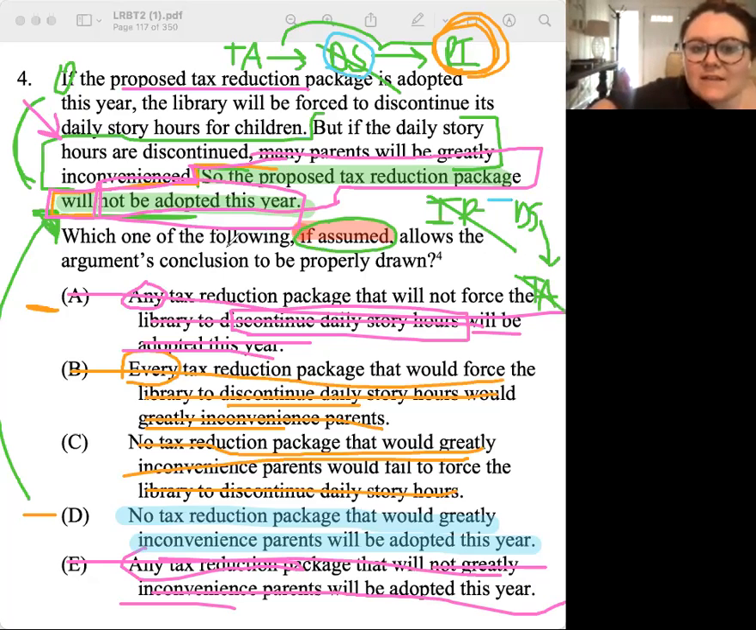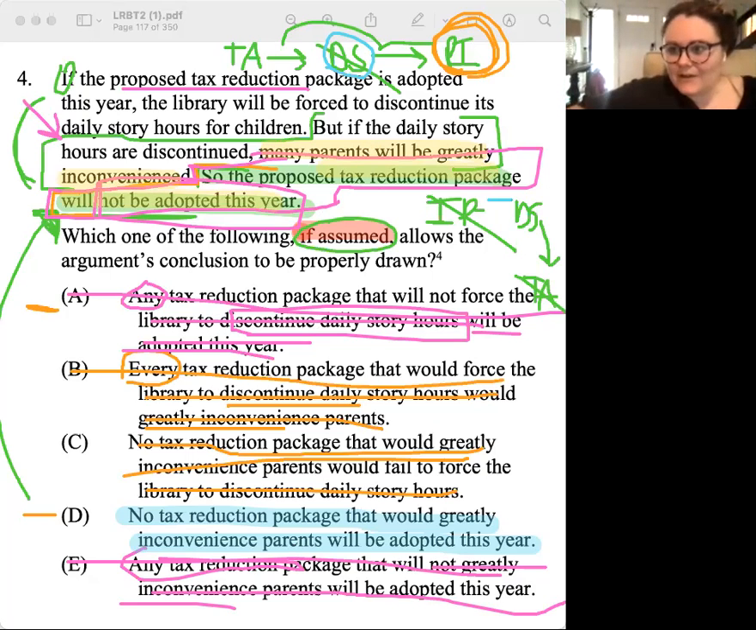So you connected one of our premises. I'll highlight it in yellow. You connected this premise with the conclusion. Oh, I see it. Yeah, so that's why D is correct, because you made it relevant. That's why you got that one correct. Excellent.